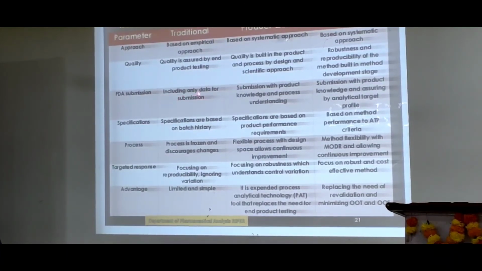And FDA submission: here we include only data for submission, whereas here the submission is with product knowledge and assuring the analytical target. So it is like a Rajamouli movie, where in the end we can give assurity that my product or my method will be acceptable. With that assurity we can submit to the FDA because you have confidence. That means you have developed it in a systematic manner. And specifications are based on the batch history, the previous batch history, but here they are based on the method performance and ATP criteria. Process frozen and discourages changes.